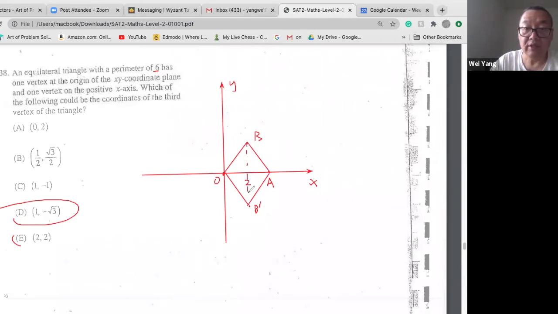So now let's see the coordinates of this one. You connect this. Yeah, this x coordinate will be 1. If this is 1, this is 2, then this will be root 3. So for this point, that will be (1, negative root 3), and at this point, that will be (1, positive root 3). So they only give you this choice. Yeah, that's right. Very good.